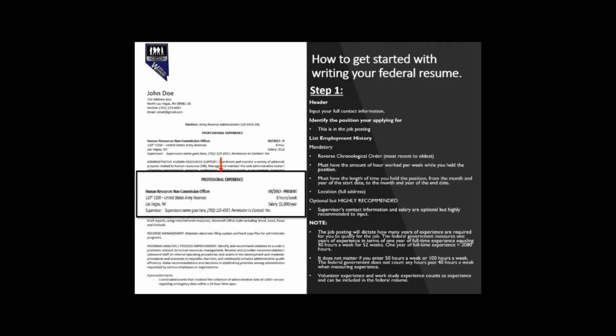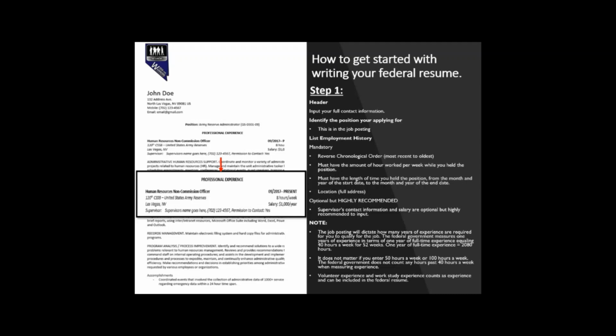Now, there are two other sections that are optional, but we highly recommend that you input them. The reason being is because they're going to be required for you to be able to proceed forward in the federal hiring process. So might as well streamline the process by putting the information in there straight from the beginning. Your supervisor's name and contact information, and your salary. The reason being that this is a part of the hiring process is because they utilize this information for your background checks.